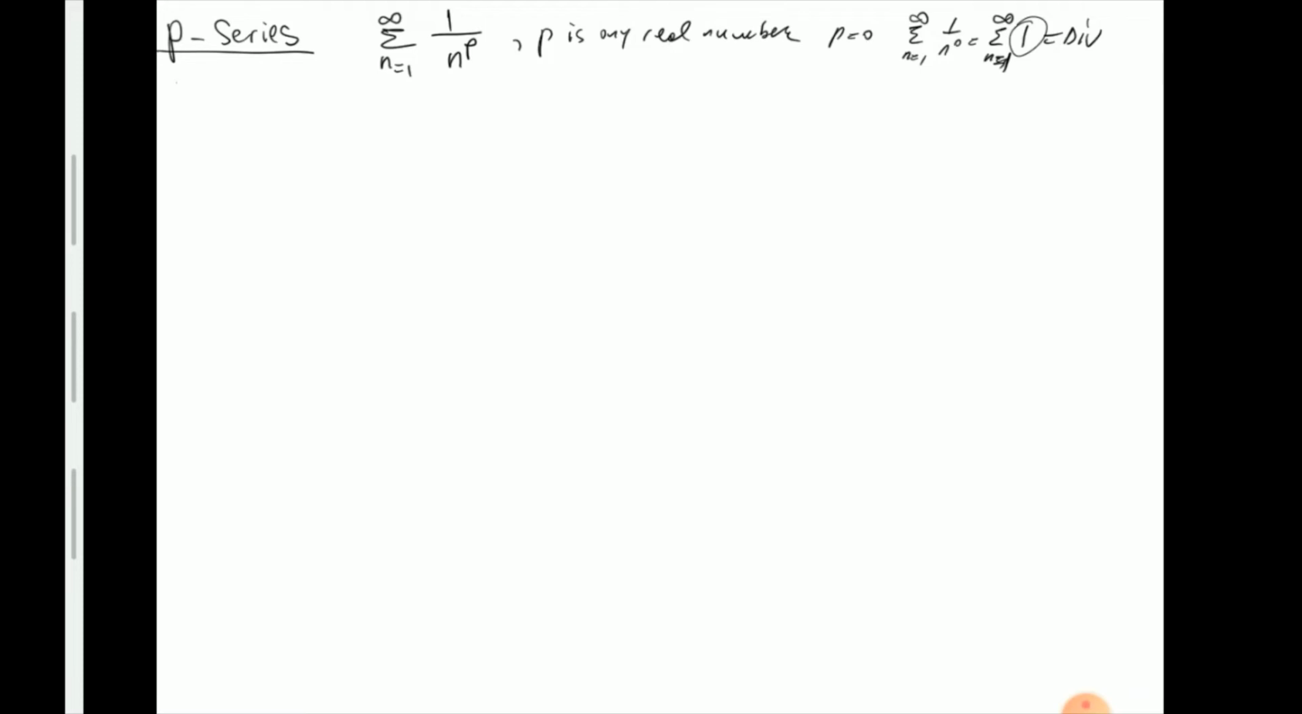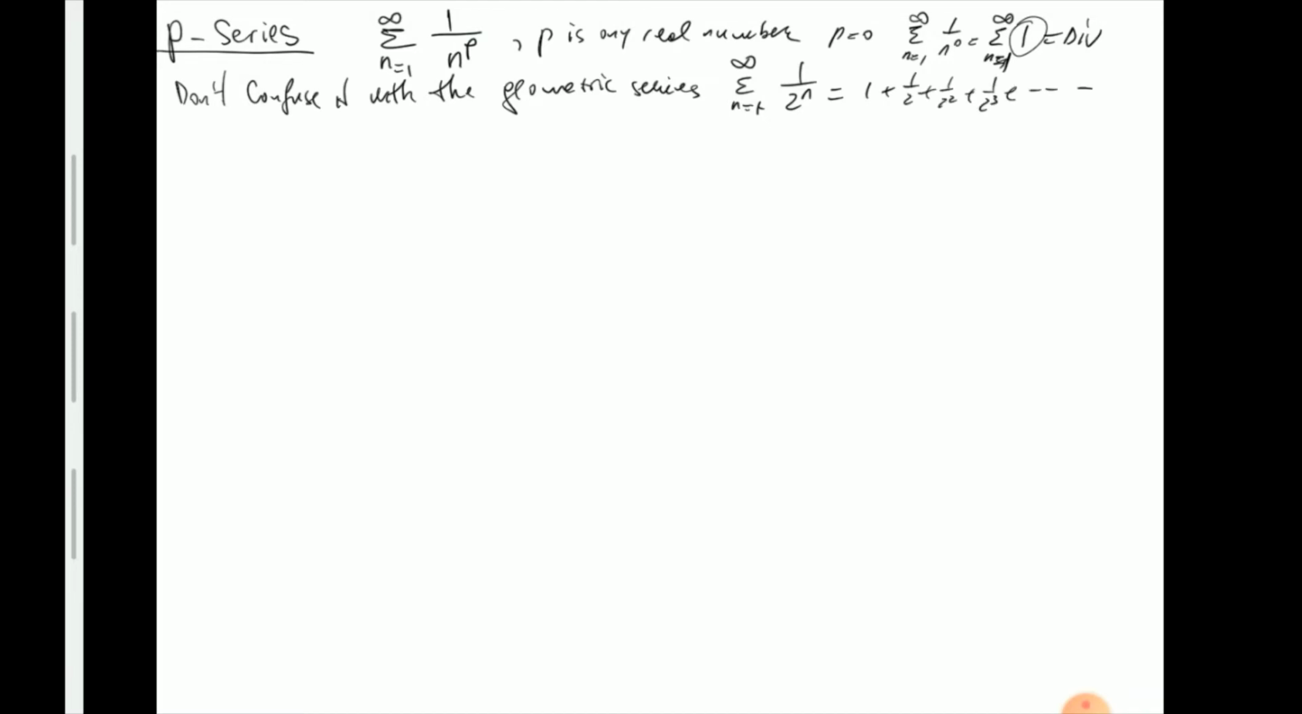So p-series, because we denote p by a natural number. Now, make sure you do not confuse it with the geometric series, which is something like this. Let's say 1 over 2 to the n. When the powers increase, let's say 1 plus 1 over 2 plus 1 over 2 squared plus 1 over 2 cubed and so on. P-series have the exponent the same.